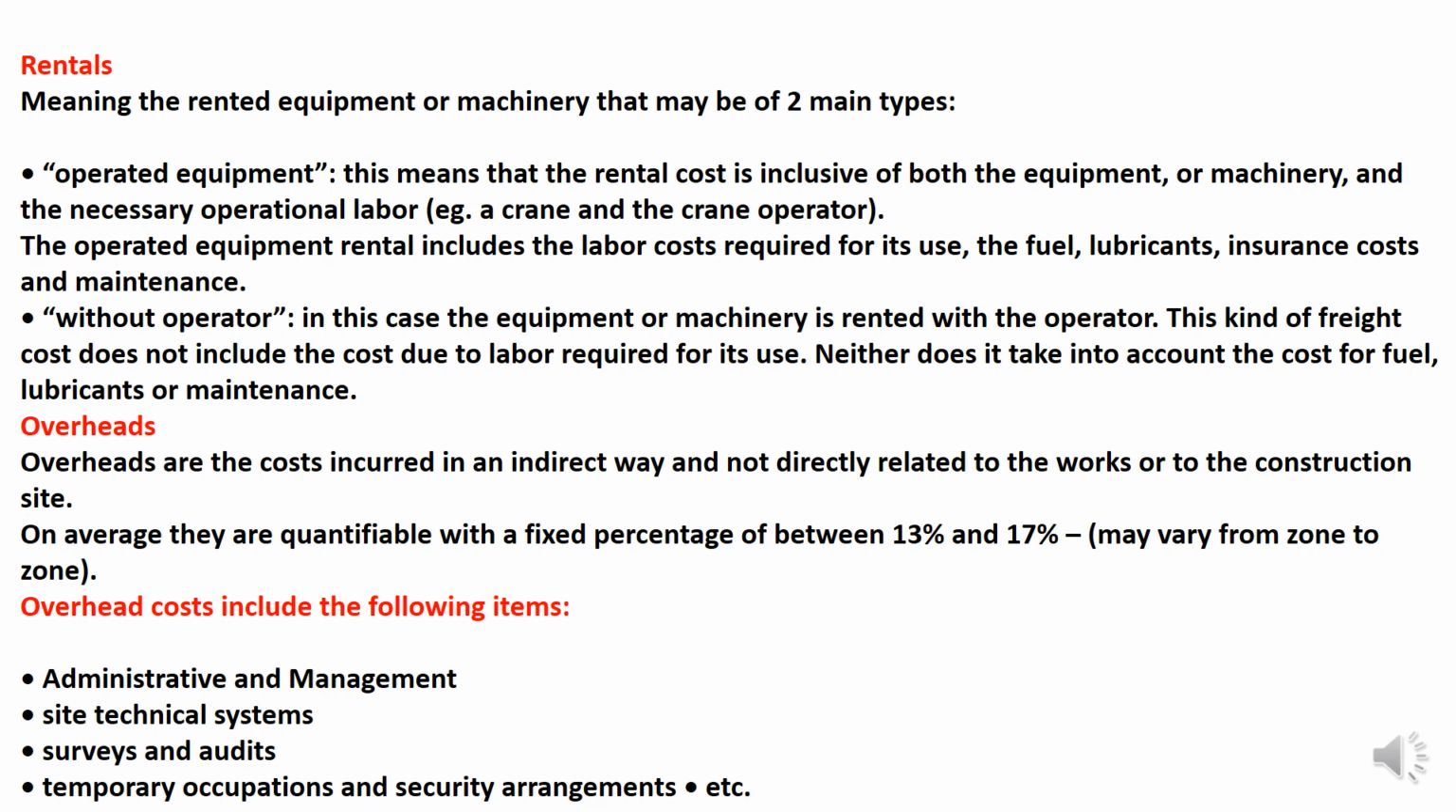Overheads. Overhead costs are included as indirect and not directly related to works or to the construction site. On average, they are quantifiable with a fixed percentage between 13 to 17%, which may vary from zone to zone, location to location. Overhead costs include the following: administrative and management, site technical system, surveys and audit, temporary occupations and security arrangement, etc.